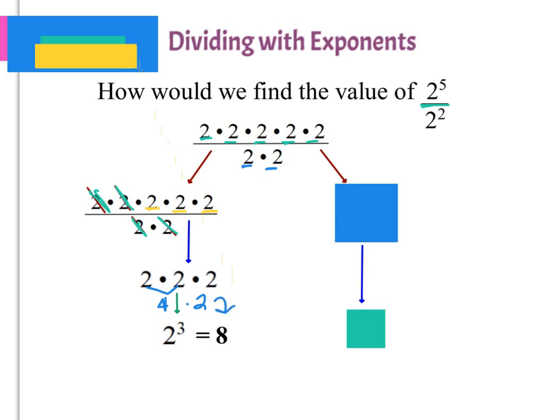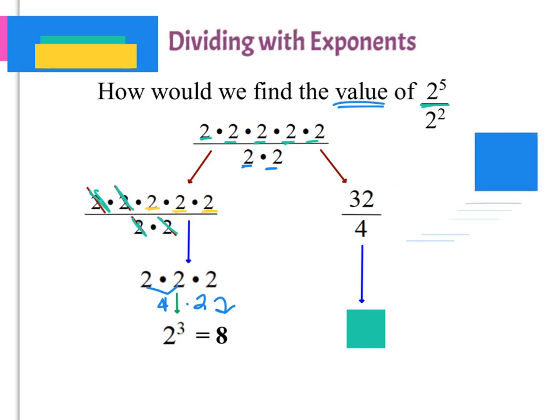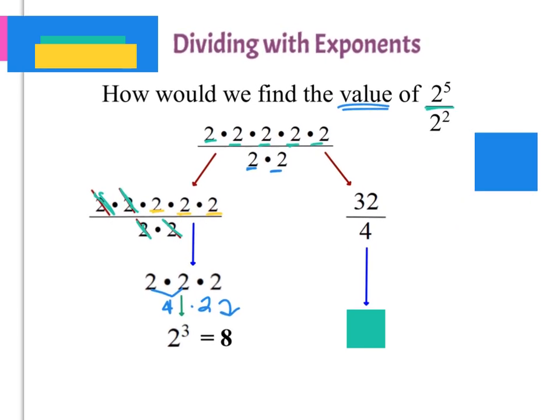Now we can also go ahead and just go straight to actually solving if I were to find the value to start with. So my numerator right here, 2 to the 5th power gives me 32, and 2 times 2 gives me 4. And when I do 32 divided by 4, I get 8. So both ways gave me a value of 8.